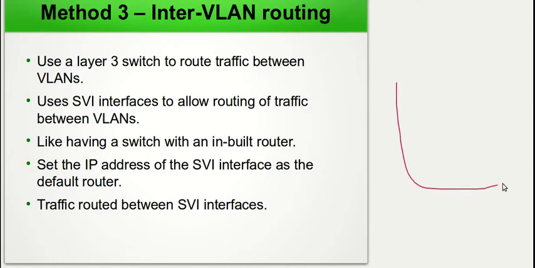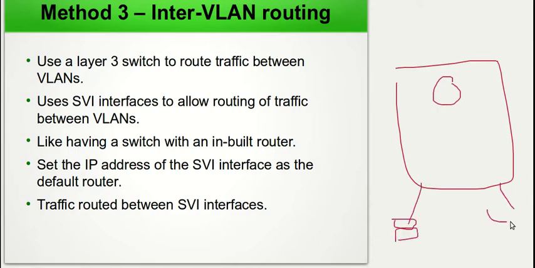So you can imagine this is our switch. You can imagine this is a router which lives inside the switch. These are our two devices, a device in VLAN 10 and a device in VLAN 20. Okay, VLAN 10, VLAN 20. And what we would do is configure a switch virtual interface for each VLAN. So a switch virtual interface for VLAN 10 and a switch virtual interface for VLAN 20.